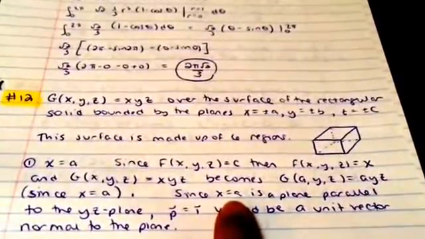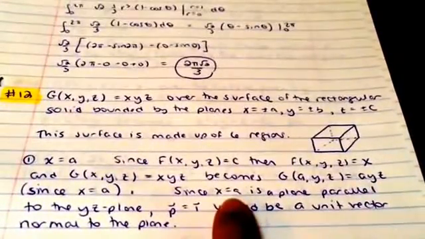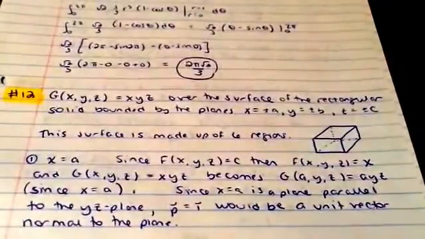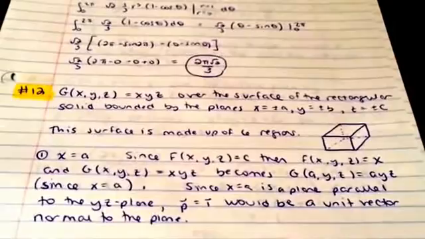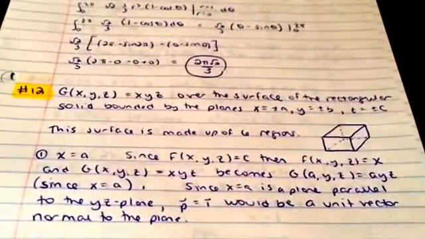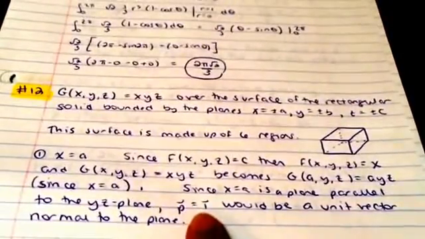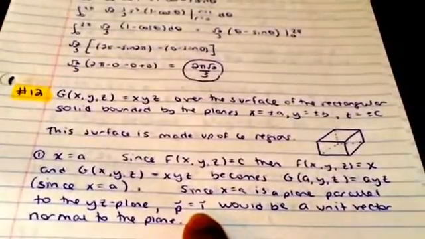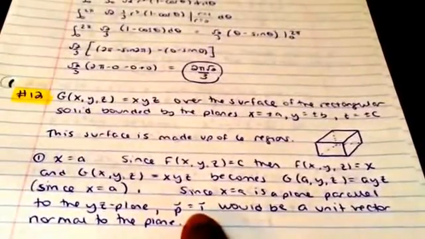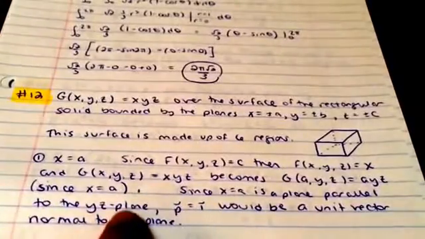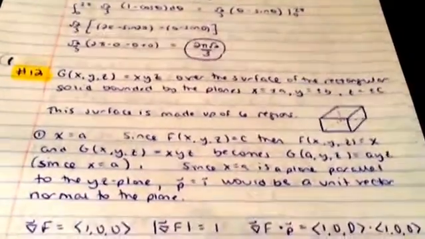And then x equals a is a plane that's parallel to the yz plane. If a is positive, it's in front of the yz plane, obviously. And so parallel to the yz plane, the projection would be in the yz plane. And so your unit vector p has to be normal to the plane. And so i would be normal to the yz plane, so i is going to be your p.